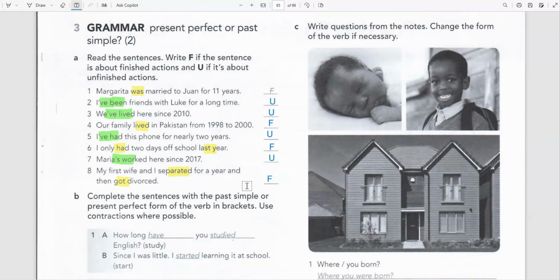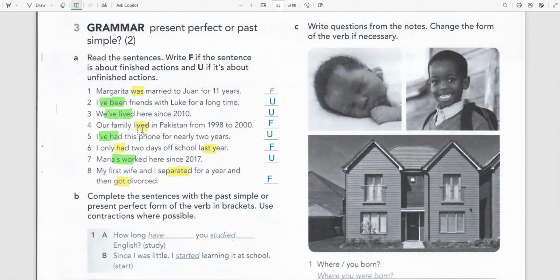I mean, logically, if we're going to go through it, number 1, Margarita was married to Juan for 11 years. Was married. So that means they are not married now. From was married, I can understand because it's a past simple. That means they got divorced. They are not married now. So it's a finished action. When I say I've been friends, present perfect, it shows that they are still friends. We've lived here since 2010. That means they started living there in 2010, but still live. That's why they're saying we've lived.